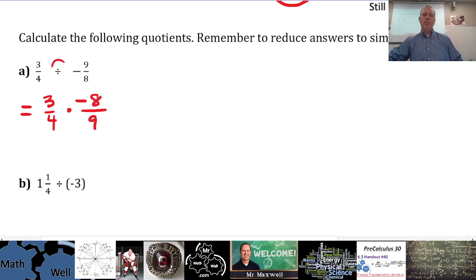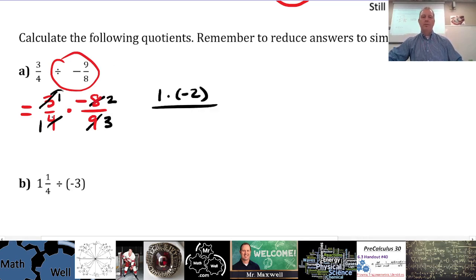Negative 8/9. So multiply by the reciprocal. Now here, it'd be a good idea to practice what we learned the other day and simplify fractions on the top and the bottom. So 3/9 becomes 1/3. 8/4 becomes 2/1. And so what we have here is 1 times negative 2 on top, and 1 times 3 on the bottom. So that's negative 2/3. Where the negative is doesn't matter. If it's on the side or on the top, doesn't matter.